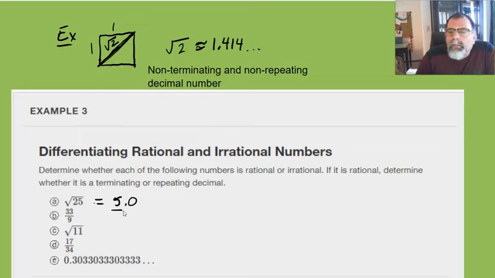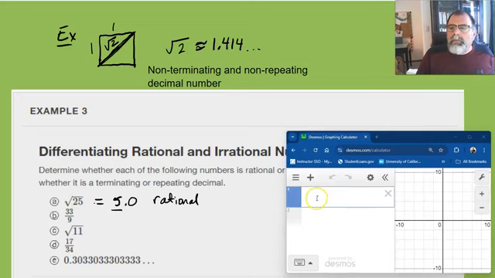Okay, so that's a term that's rational, and it terminates. It's a terminating decimal number. Okay, 39 over 9. If you punch that in your calculator, let me get a calculator open here. Desmos is one of my favorite graphing calculator programs. You just go to desmos.com, and it's free. There's no charge for it, so I actually use this all the time in the classroom.